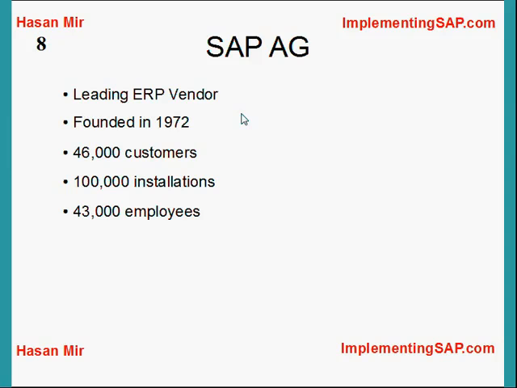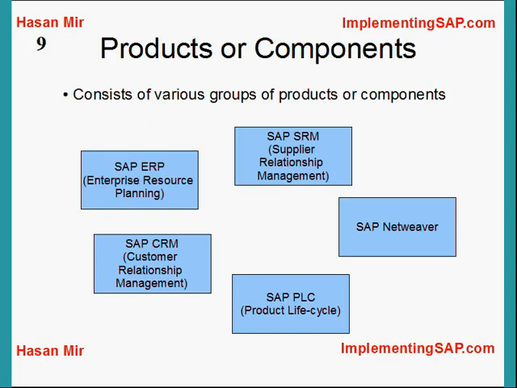Now SAP is the largest player in the ERP market. It was founded in 1972 by three IBM scientists. It's a pretty old company. It has 46,000 customers and 100,000 plus implementations running worldwide. That's pretty big. It has 43,000 employees, so it's a large company. Now having said that, let's talk about the SAP software itself.